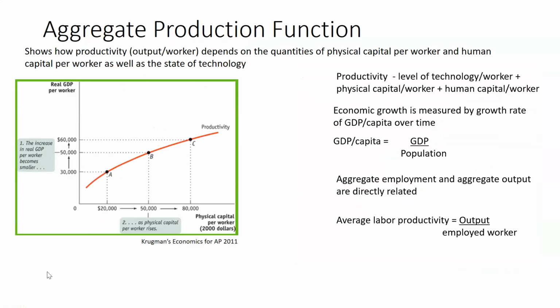So the two major things that I want to stress from the aggregate production function is the positive relationship that you have with real output per worker as you increase the physical capital per worker and the human capital per worker. And the other big takeaway is that economic growth is calculated with GDP per capita, where you're looking at the GDP divided by the population.